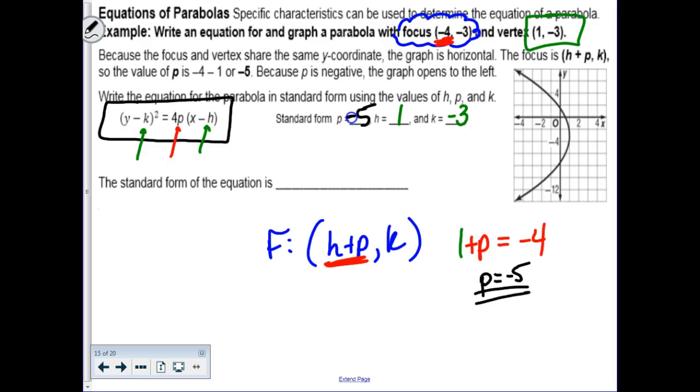And remember, you guys predicted that for me. You said the thing was going to be negative because it was opening to the other direction. So p is negative. It works out in the calculations. That's awesome. All right, now we just throw everything in the formula. So what we got here, y minus negative 3 will be y plus 3 squared equals 4 times negative 5. I'm just going to throw that as a negative 20. And then x minus 1. Voila! Standard form of a parabola.